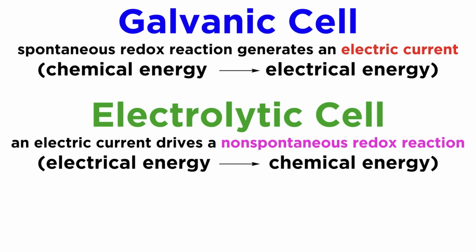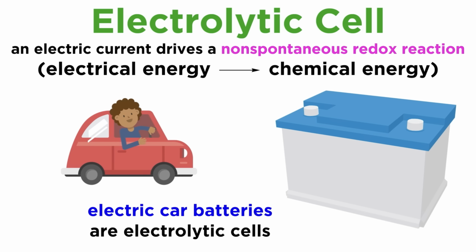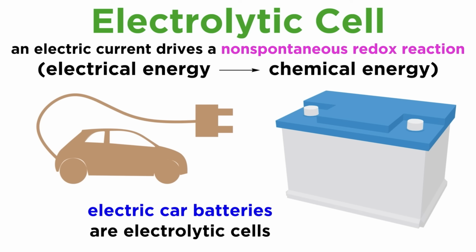So the same principles of oxidation and reduction and electron flow that are present in galvanic cells also apply in electrolytic cells. The two just run in opposite directions, one from chemical energy to electrical energy, and the other one from electrical energy to chemical energy. Another example of an electrolytic cell is the type of battery found in an electric car. The battery charges up when plugged into a source of electricity and can then be used to power the car.